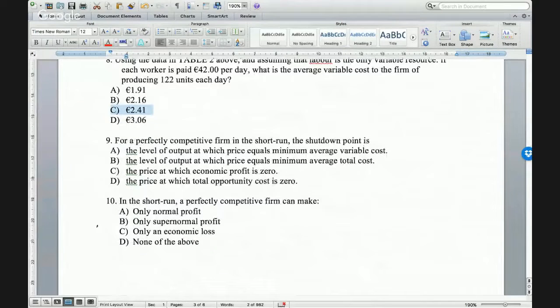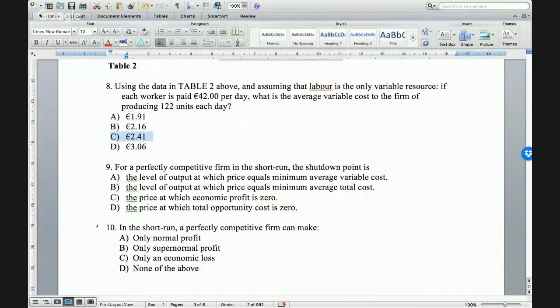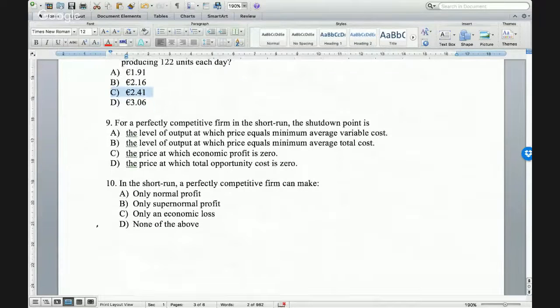Okay, we're going into market structures here now. So there were 8 questions here on cost of production. Market structures, perfectly competitive firm. Question 9. Okay, the firm in the short run. We're looking for the shutdown point.